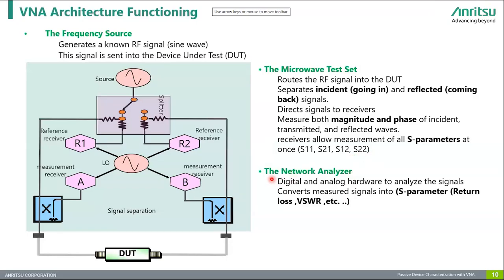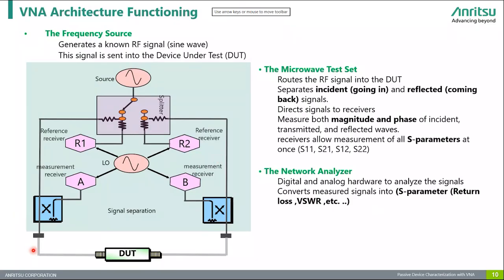The last one, the network analyzer, is the processing unit. It includes both analog and digital hardware that takes the raw signal and converts it into meaningful results like VSWR and other parametric metrics. This is where the data is calibrated, corrected, and displayed for analysis.